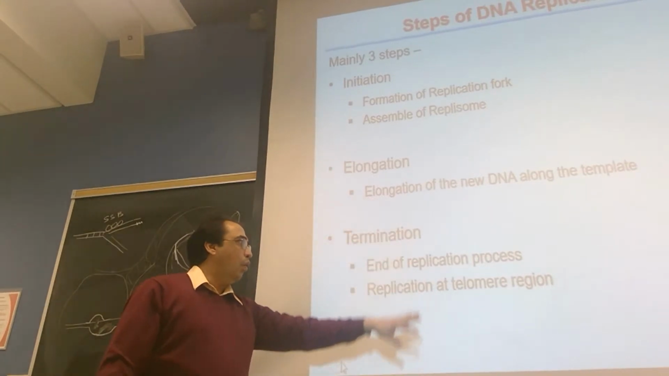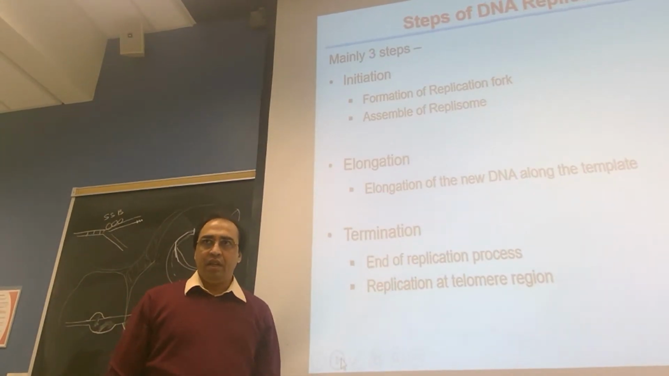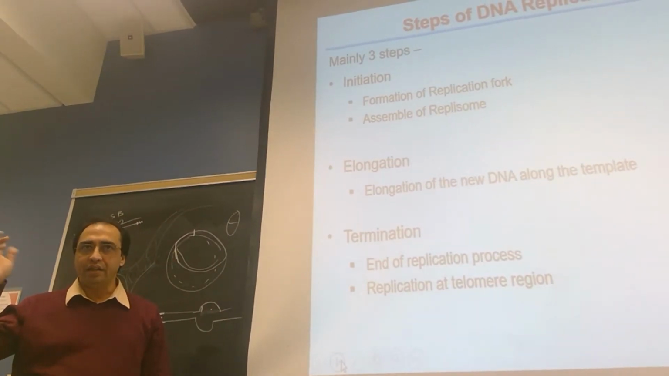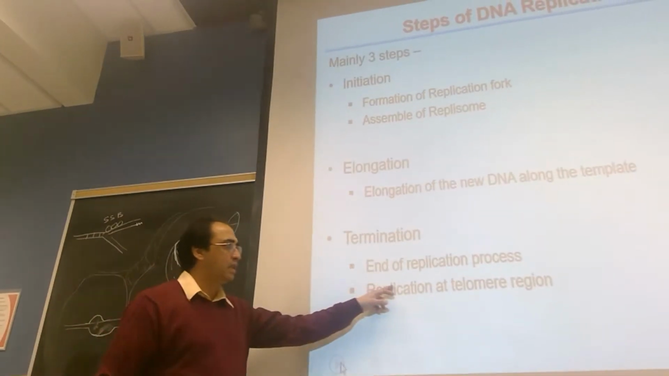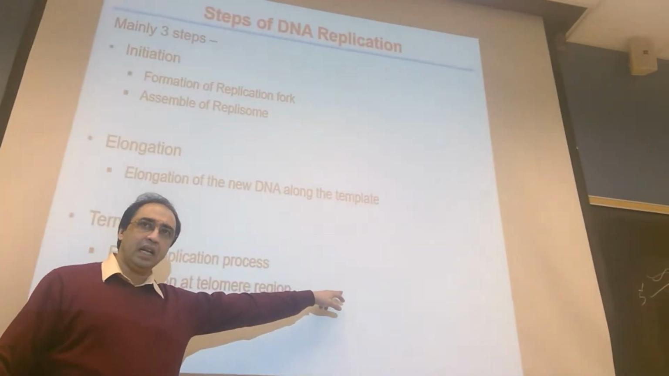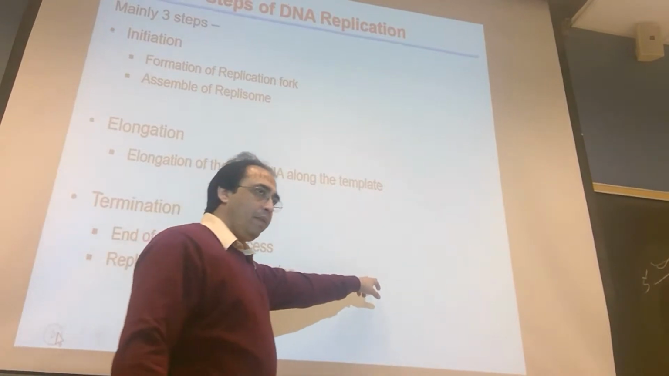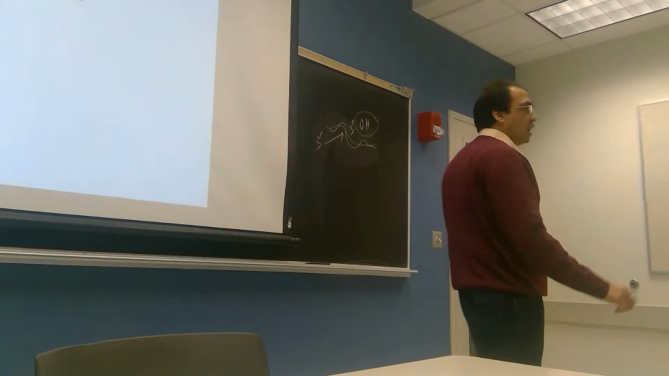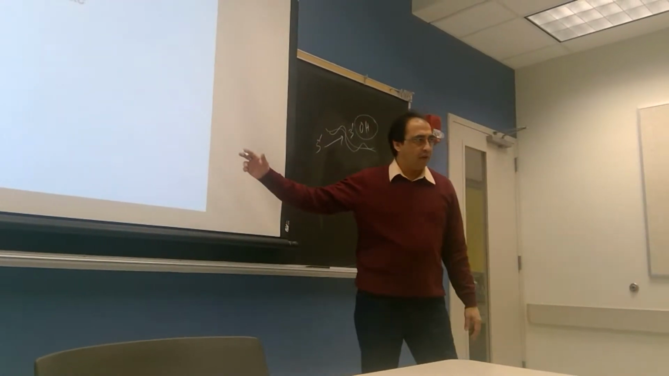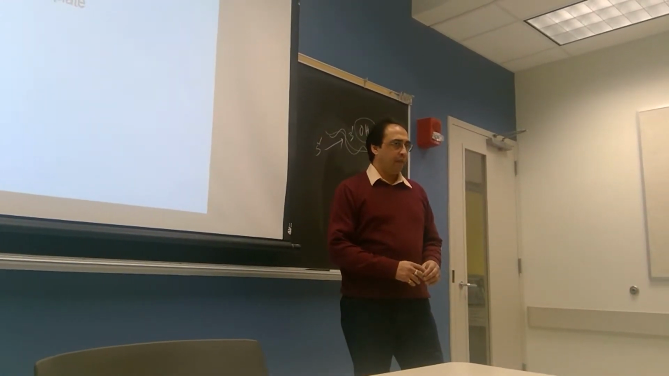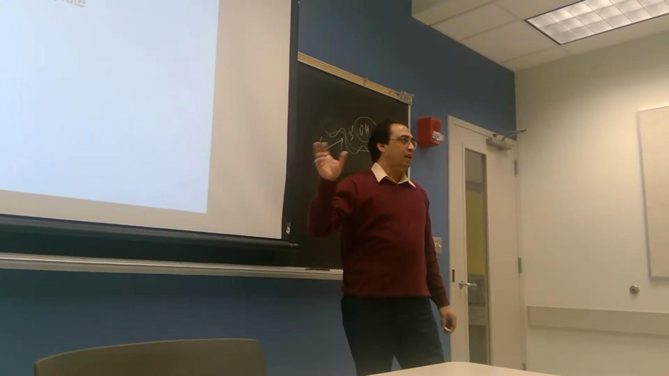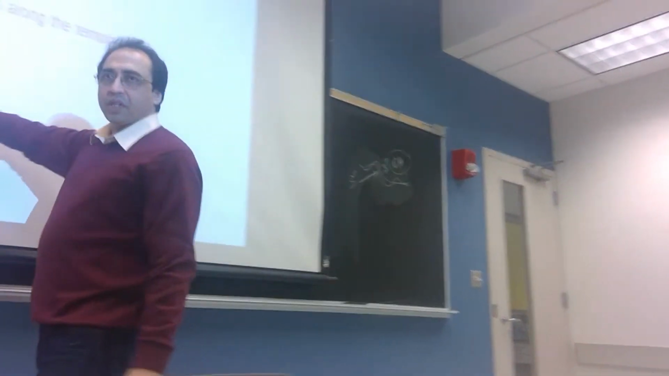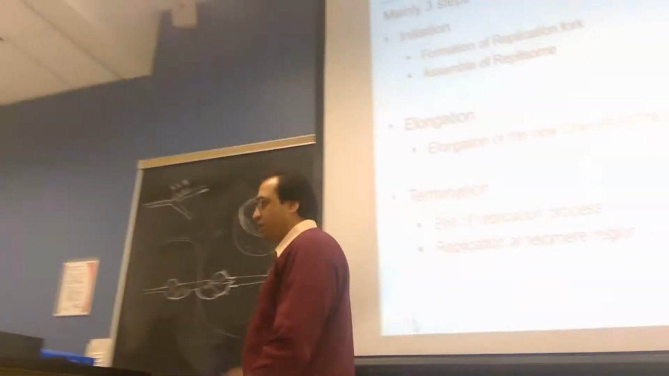What is termination? At the end of replication. In case of bacterial replication, there should be certain parts where it should end, or it needs to finish up to the end of the DNA chain. But the problem is that in eukaryotic DNA, the end part of the DNA contains a lot of repetitive sequence. That is called the telomere. And there is some problem in the replication at the telomeric region. So that is our termination process. In the termination part, we'll discuss these two things.